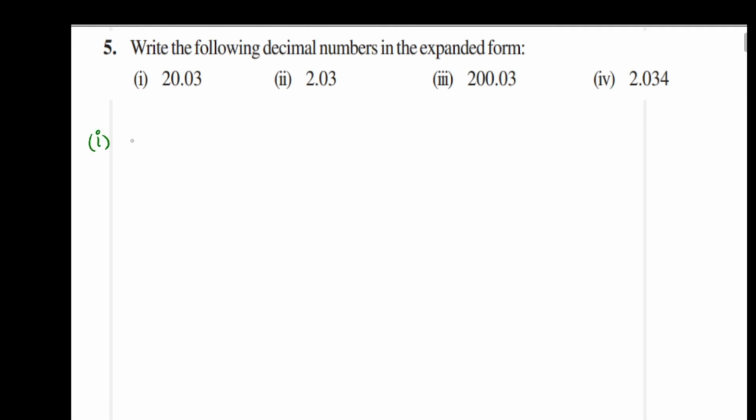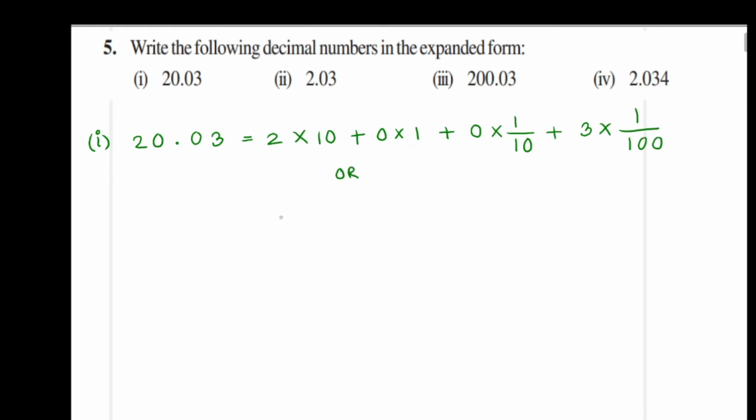Okay, so 1, 20.03. Okay, so how we can write 20 can be written as 2 is in tens place, so we can write 2 into 10 plus 0 into 1 plus 0 into 1 by 10 plus 3 into 1 by 100, or you can write 20 plus 0 plus 0 by 10 plus 3 by 100. This way also you can write.